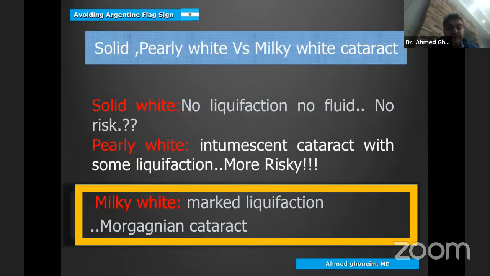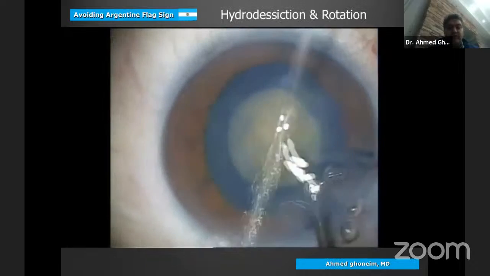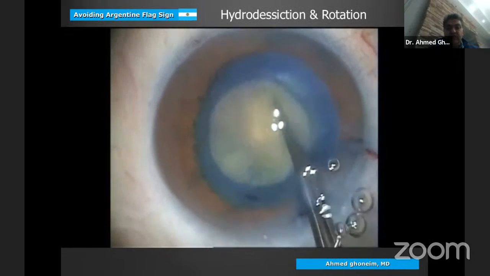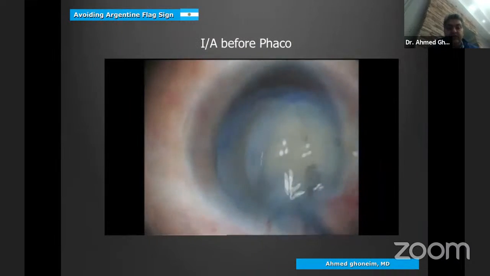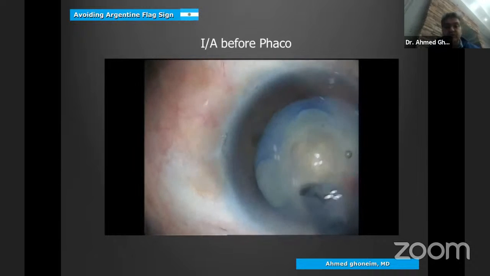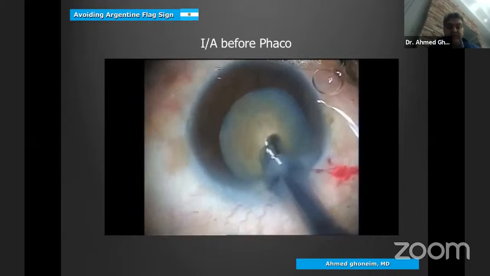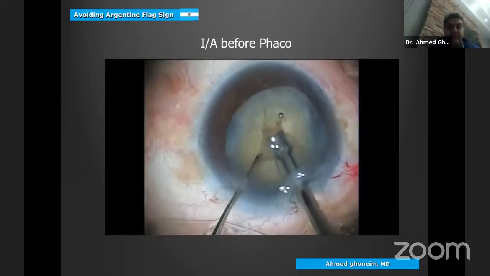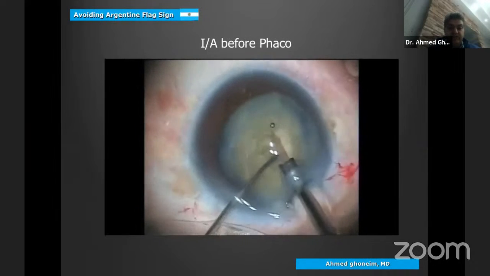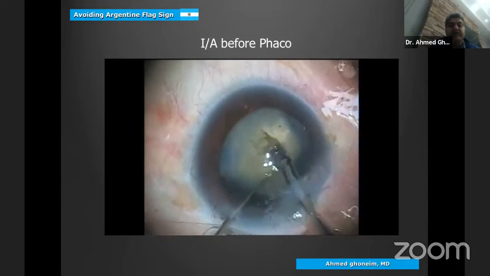So the third type is the milky white. We spoke about the first type and the third type. With a small nucleus and a free pathway, we don't have a problem. In this case, we don't have to do hydrodissection, or even just a normal hydration. So you can invert your hand. You do irrigation aspiration before phaco, removing the cortical material so as not to have dusting in the anterior chamber. Then you can use your second hand, because you just lost your support and you will find that the nucleus is moving below your hand. So you have to fix it with the other hand.